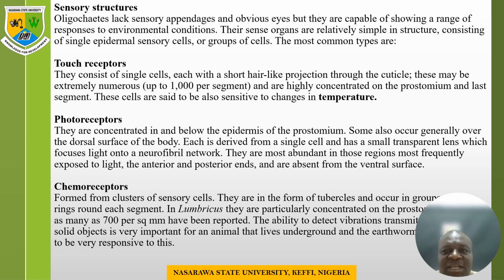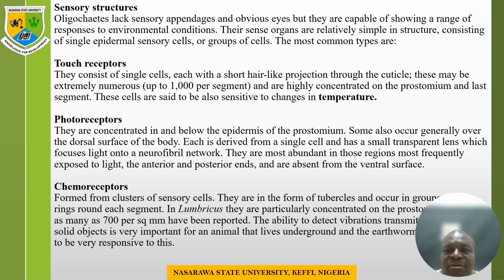Their sense organs are relatively simple in structure, consisting of a simple epidermal variation to sense cells or groups of cells. And there are the most common types. We have the touch receptors. They consist of single cells, each with a short hair-like projection. These may be extremely numerous, up to 1,000 per segment.